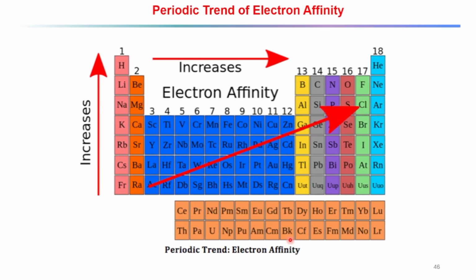Now let's see the periodic trend of this electron affinity. As we go from left to right along a period, the electron affinity increases. And as we go from top to bottom along a group, the electron affinity decreases. So along a group, if we go from bottom to top, the electron affinity increases. So it is increasing from left to right and bottom to up. Actually it is increasing in this diagonal way. That's why I call it the upright property, or UR property.